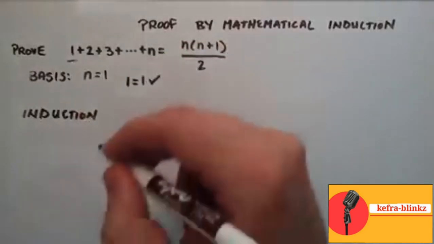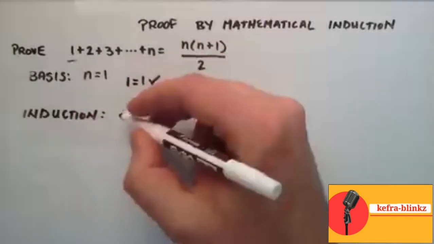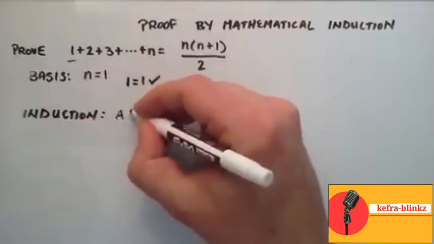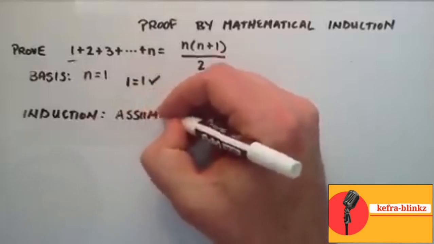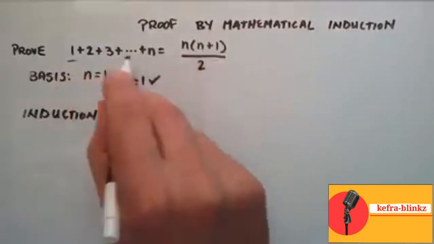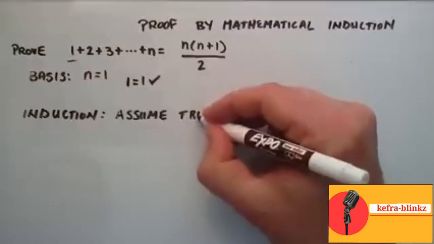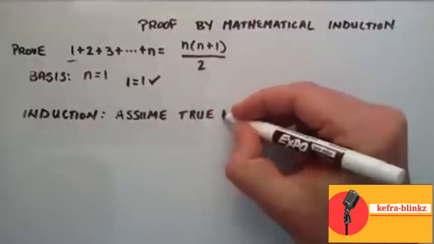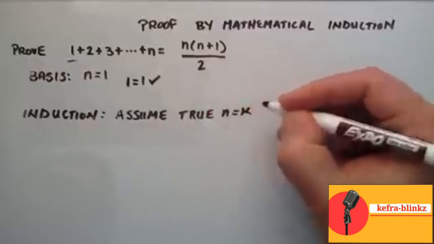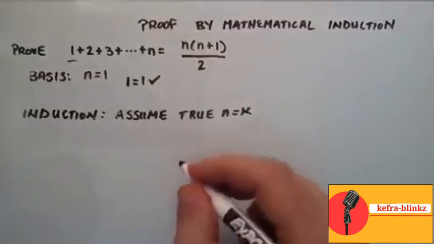And basically what we're going to do with the induction step is we're going to do a couple things. We're basically just going to assume that this statement is true for some value n equals k. So we're going to assume that it's true for n equals k. And so let's go ahead and do that now.